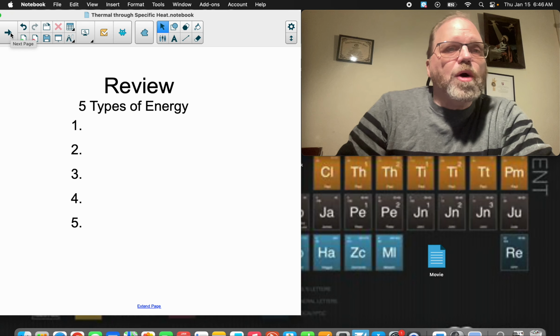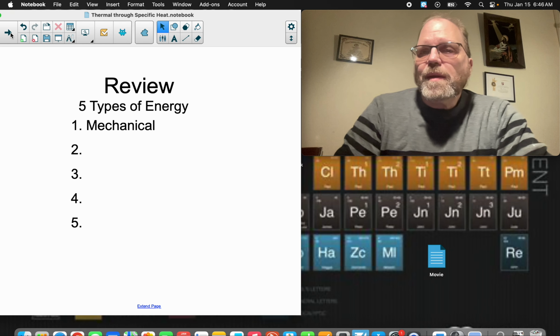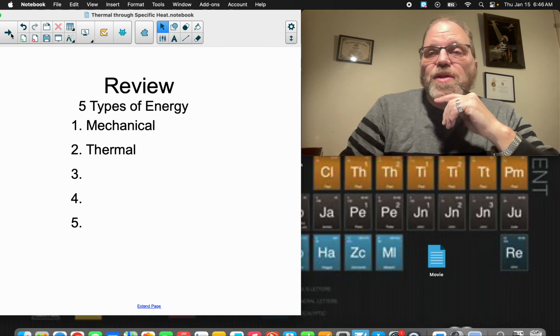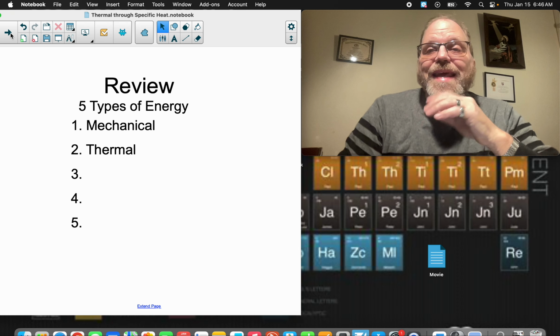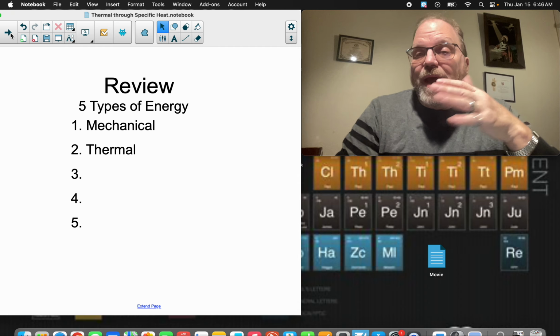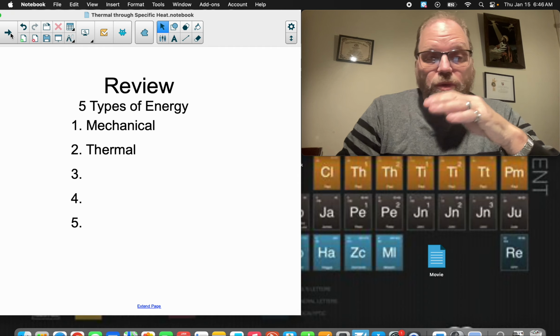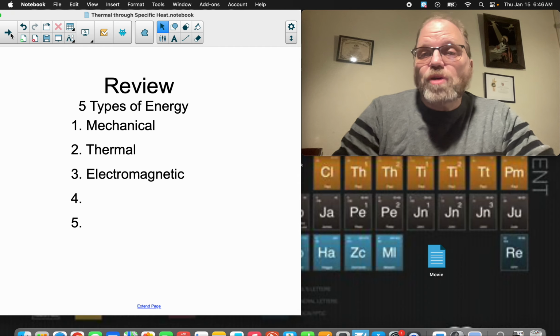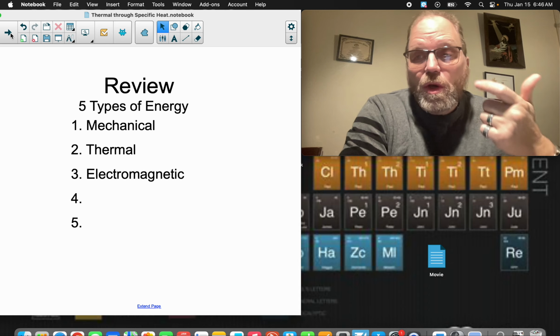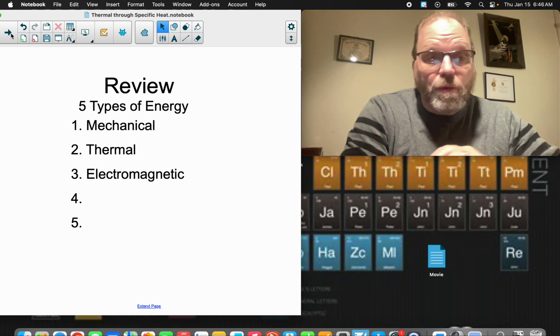The first type is called mechanical motion, energy associated with movement. Second type is thermal energy associated with heat caused by vibration of particles. The more something vibrates, the more heat it has; the less of it, the colder it is. Third one is electromagnetic energy associated with movement of electrons. So that's going to be light or electricity, one of those two things.